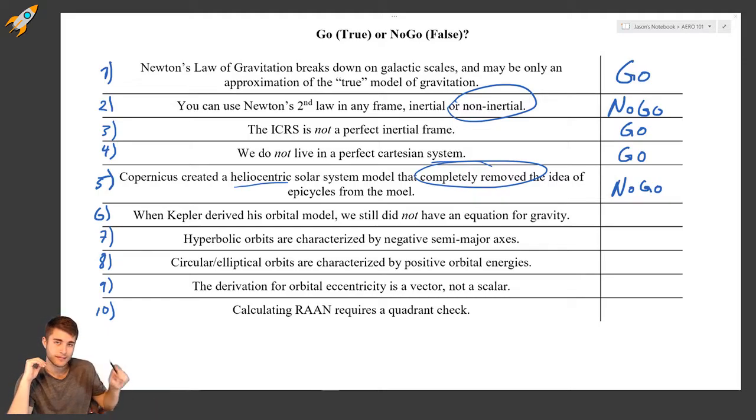There we go. Go back to the notes and you'll be able to go over all this stuff at any given time. So let's go like this.